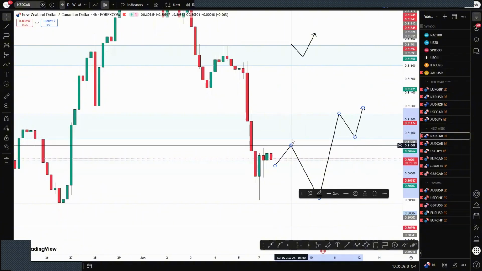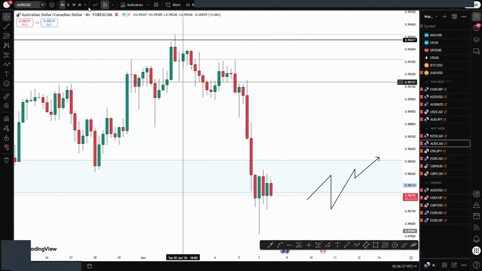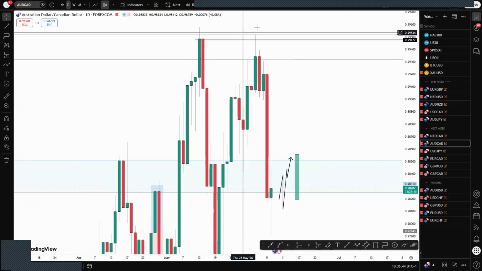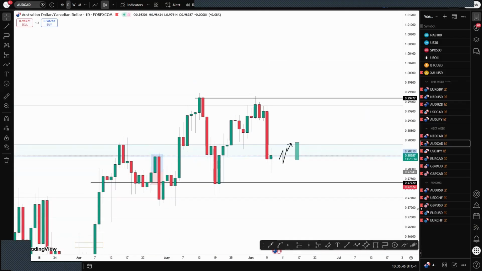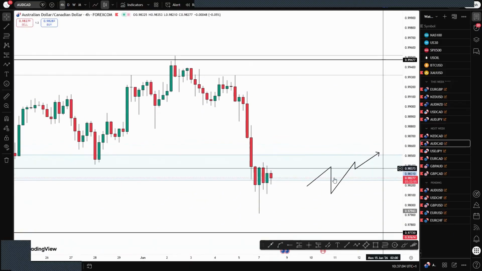So that's what we'll be looking for. This is AUD CAD. I told you, even though the daily came with a very strong bearish push, we need some confirmation here. And so far, I like the way the price is kind of holding. It's kind of holding, interestingly.